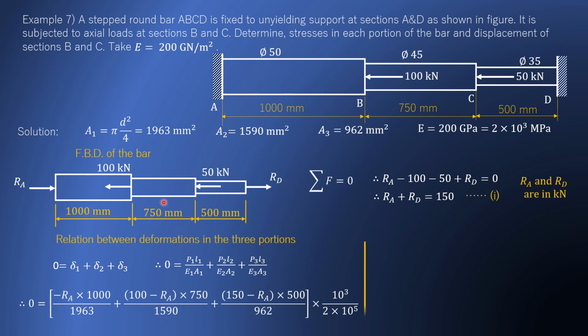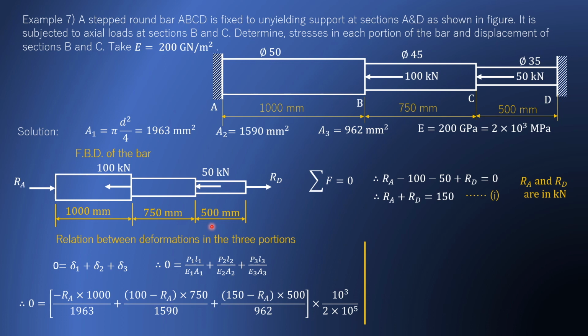Consider the section in the middle part, that is RA negative and 100 positive. That's why I've written (100 minus RA) into 750 by 1590. That is, length 750 and cross-sectional area 1590. Young's modulus I've written outside the bracket because it is common for all these three terms.